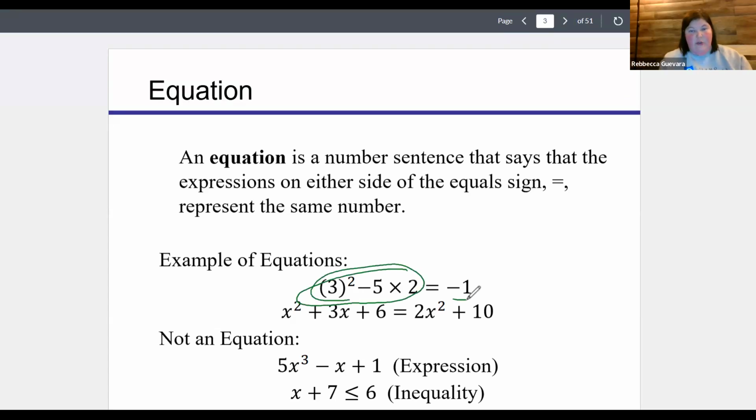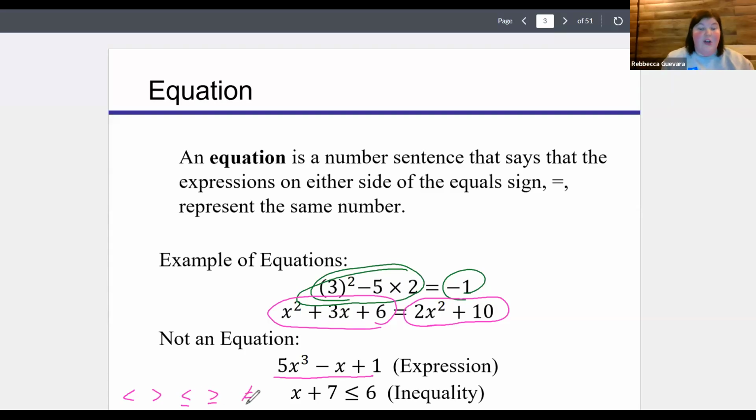So what that means is that we expect this to actually be equal to -1. We expect that this expression right here should be equal to this one right here. We just have to figure out what x makes that happen for us. Things that are not equations: if no equal sign, then it's just an expression. If it contains some sort of inequality sign, like this sign or this one, those are all inequalities.